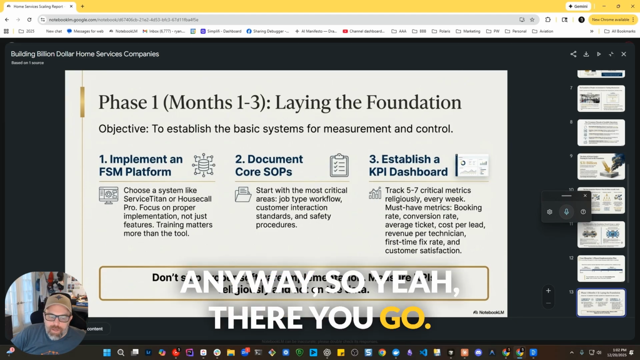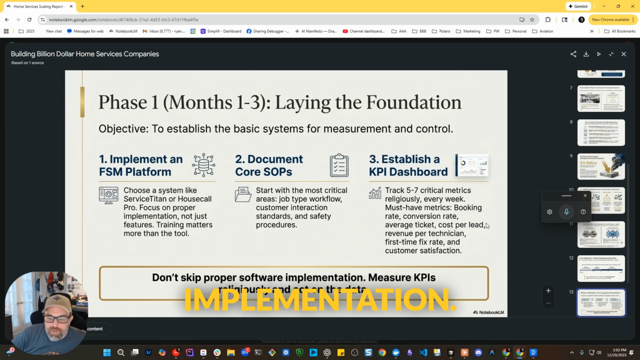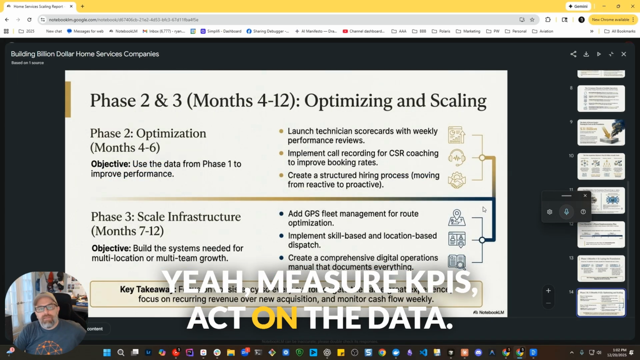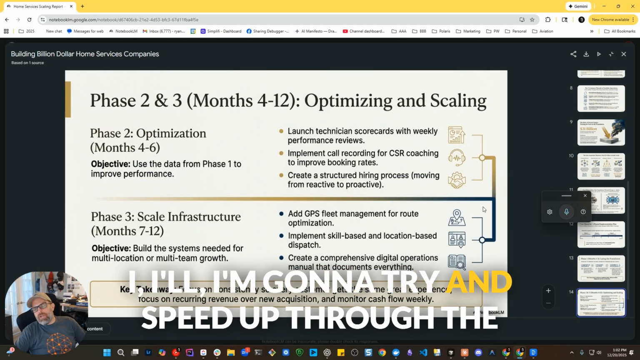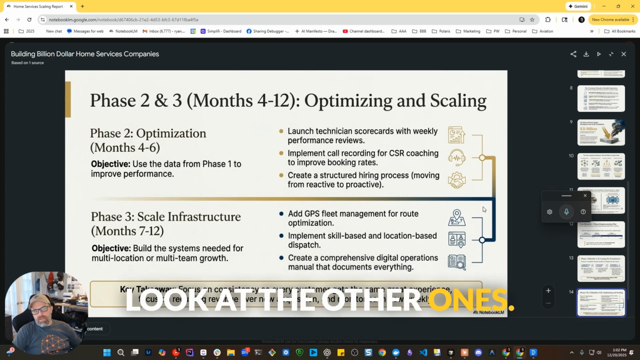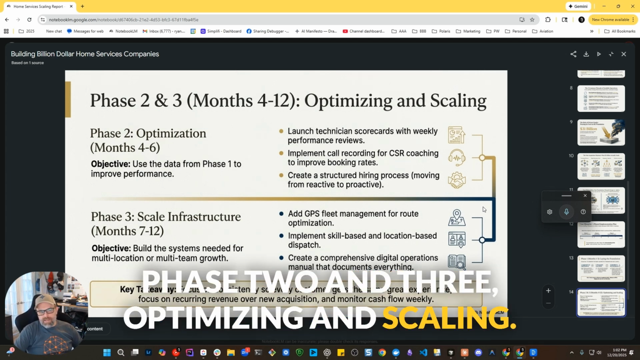So yeah, there you go. Don't skip proper software implementation. Measure KPIs. Act on the data. I'm going to try and speed up through the rest of this slide deck here so we can look at the other ones. Phase 2 and 3, optimizing and scaling.